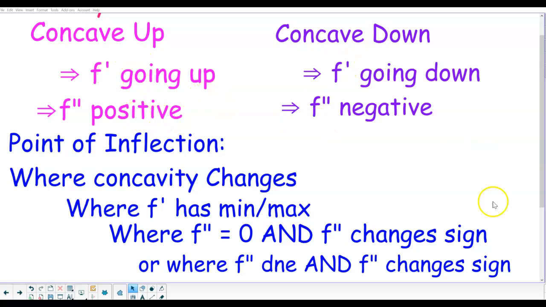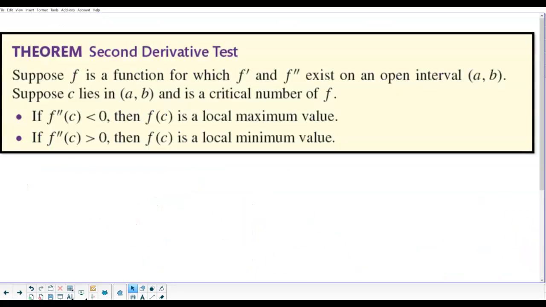We're going to review some of this with what's called the second derivative test. It says, suppose f is a function for which f prime and f double prime exist on the open interval from a to b. Suppose c lies in the interval from a to b and is a critical number. So that's key. C is a critical number or a critical point, which means we know the first derivative is equal to 0. Right? That's what a critical number is.